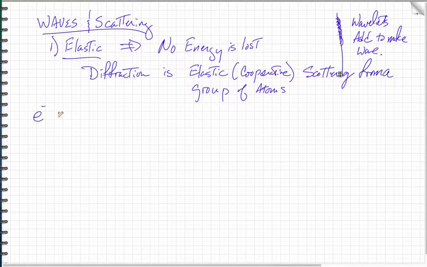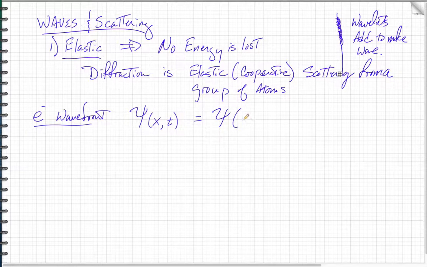Okay, so let's think about what a wave looks like. So an electron wave front. Remember, electrons can behave like waves, they can behave like particles. We're going to talk about the fact that they're going to behave like waves. So if we have a wave function, psi of position and time, and I'm just drawing this in one dimension to make it easy, this is going to equal psi of kx minus omega t, where k is the wave vector and omega is the angular frequency. So let's just write that down.